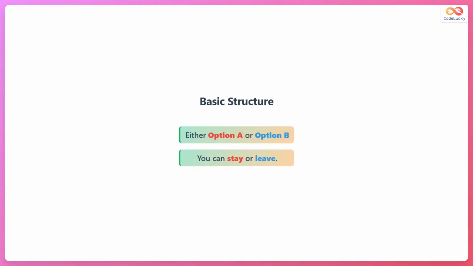The basic structure follows this pattern. Either option A or option B. Notice either comes first, then the first choice, then the second choice. Here is a simple example. You can stay or leave, just two clear choices.